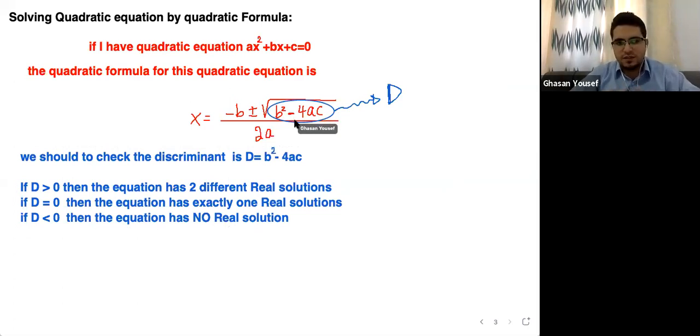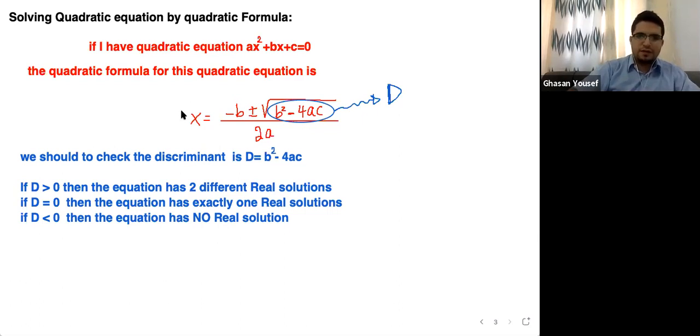If d is positive, we have two different real solutions. If d is 0, we have exactly one real solution. If d is negative, no real solution. So before starting to use the quadratic formula, we have to check these things first. D equals b squared minus 4ac.